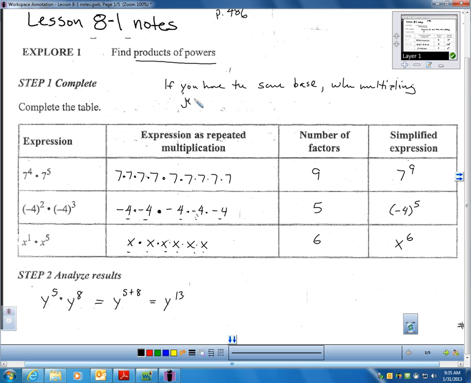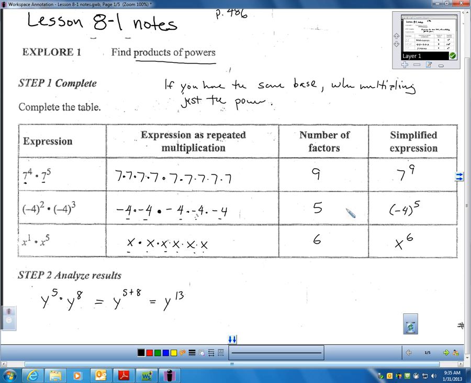Just add the powers. So again, if you look at this table carefully, when I see 7 to the 4th times 7 to the 5th, since I have the same base, I know I can just take 4 plus 5, it's 7 to the 9th. Or here, I have the same base and I'm multiplying. 2 plus 3 is 5. My correct answer is negative 4 to the 5th power. Here, I have the same base, I'm multiplying. 1 plus 5 is 6. I have x to the 6th power.